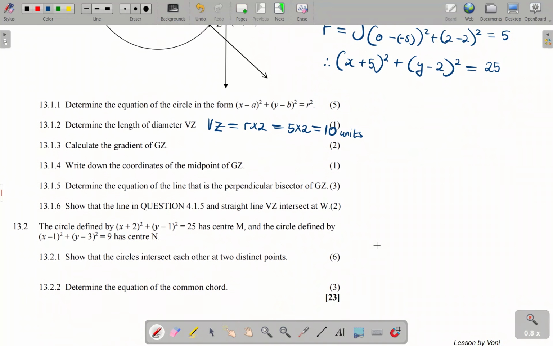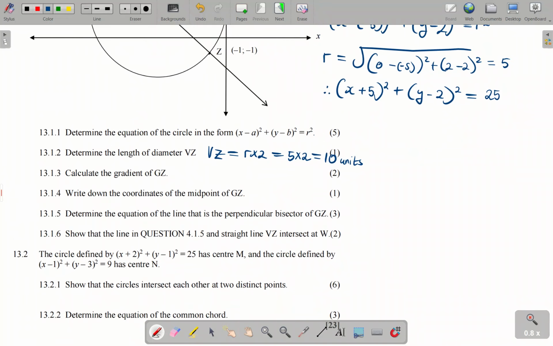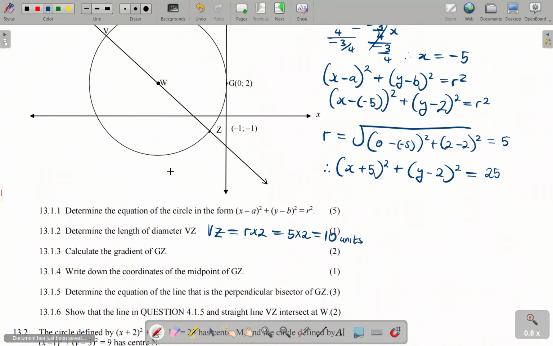So 5 times 2, that's 10. Now calculate the gradient of GZ, from this point to that point there. You just need to use the gradient formula, so that's going to be m_GZ.